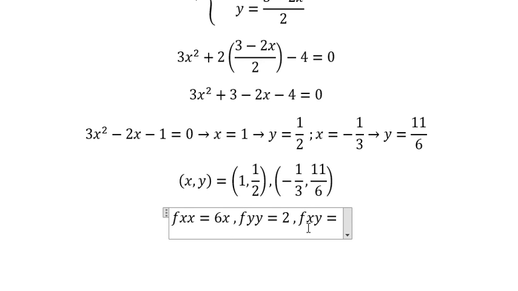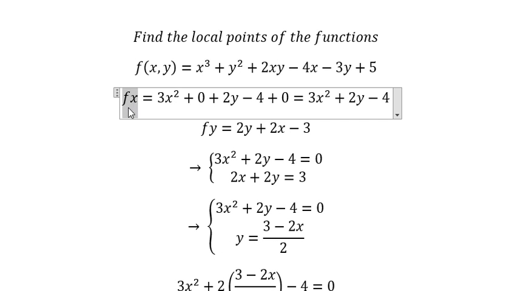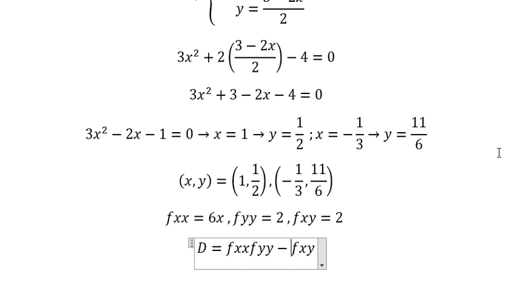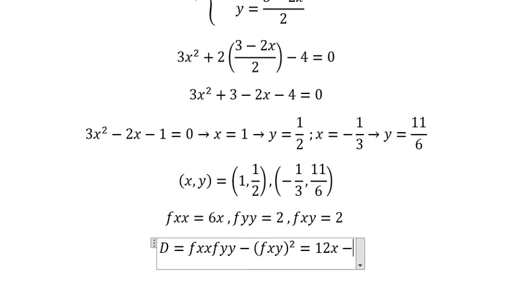fsy means we take the derivative of fs with respect to y, and you get 2. And we have D equals fss times fyy minus fsy to the power of 2. So we put 6s here, 2 here, 2 here, and you get 12s minus 4.